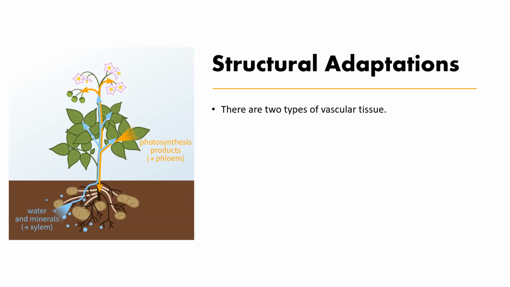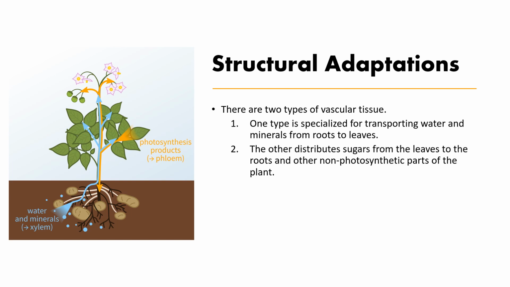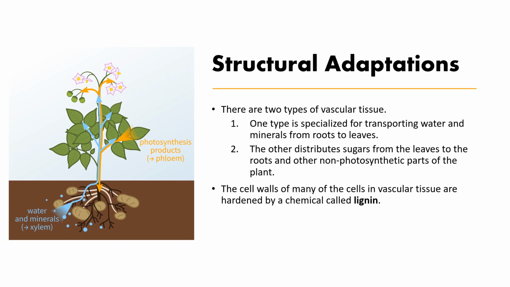So the two types of vascular tissue that plants have, one is going to be specialized just for transporting water and minerals from the roots to the leaves, okay? And the other one is going to transport sugars from the leaves to the roots and other non-photosynthetic parts of the plant. So they're kind of doing different things and going different directions often. Now, the name of the two different vascular tissues, the one that carries water and minerals is called xylem, and the one that takes photosynthetic products is called phloem.